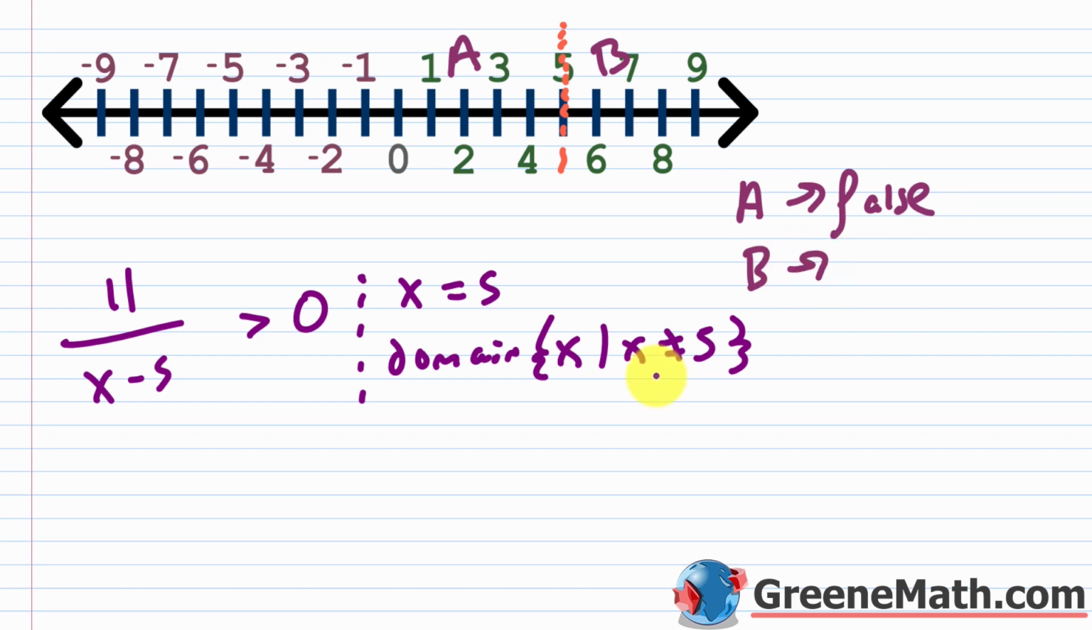Then for B, let's plug in 6. So you'd have 11 over 6 minus 5, which is 1. So that would just be 11, a positive value, and that's going to be greater than 0. So this is true. So 5 is excluded, because again, that violates the domain. So we would just say that x here has to be greater than 5.